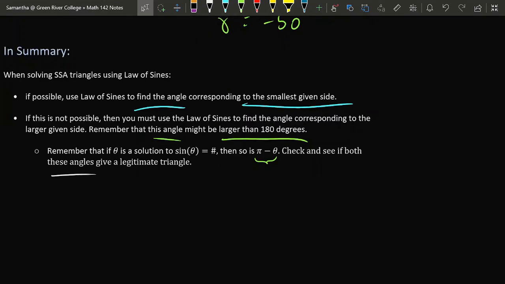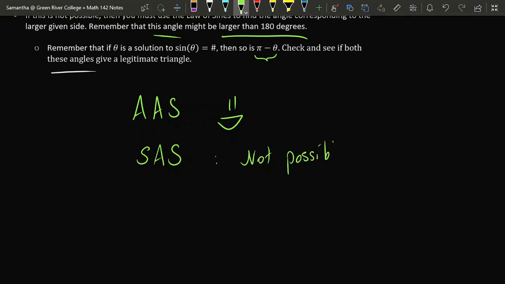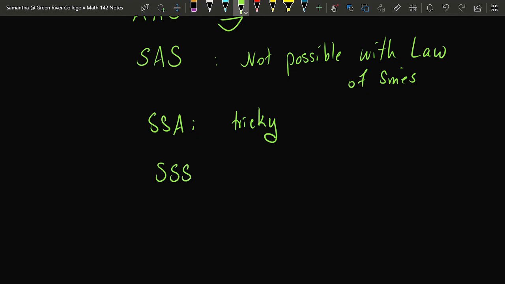Law of sines is the perfect tool for solving triangles of the variety AAS. We saw yesterday that using it to solve SAS triangles was not possible with law of sines, and SAS triangles could be tricky. Tomorrow, what we will introduce is the law of cosines, which is used to solve SSS and SAS triangles, neither of which are possible using law of sines only.